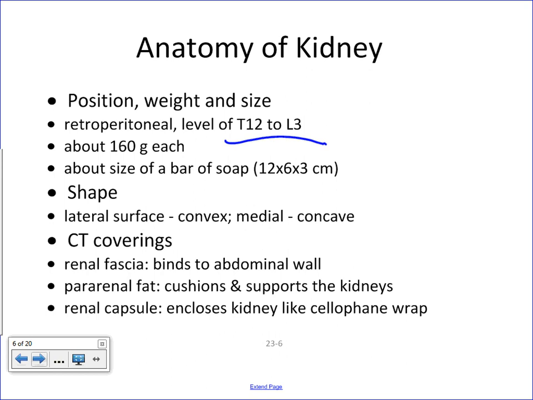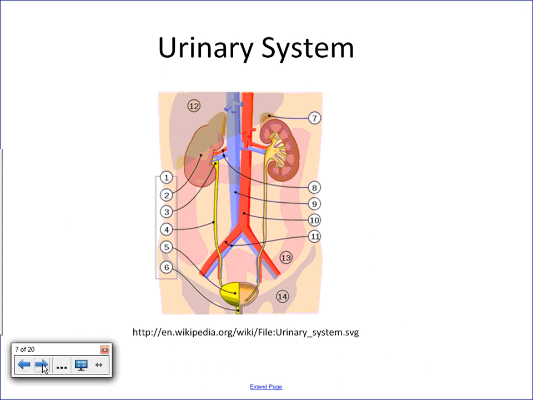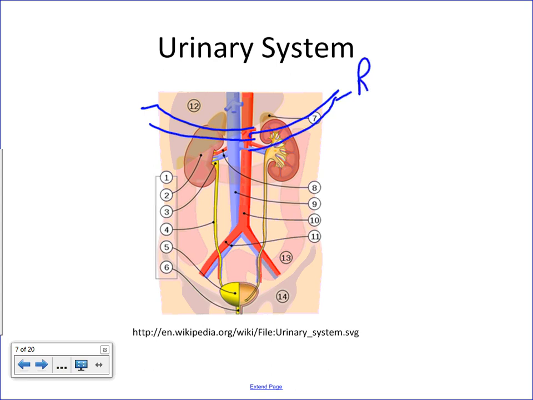Okay, I'm going to jump ahead to this. Oops, jump ahead of this picture here first. Excuse me for a second. All right. Okay, so again, we said the kidneys are at about the level of T12. So let's say these are ribs. All right. About the upper one-third of the kidneys are protected by what are called the floating ribs.